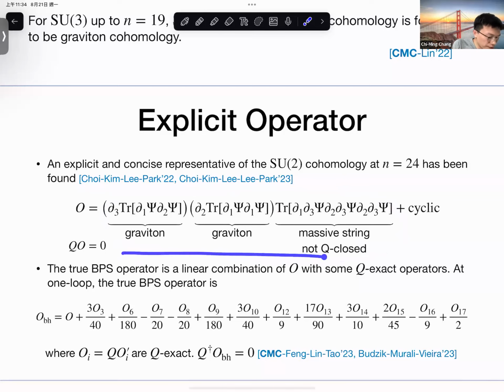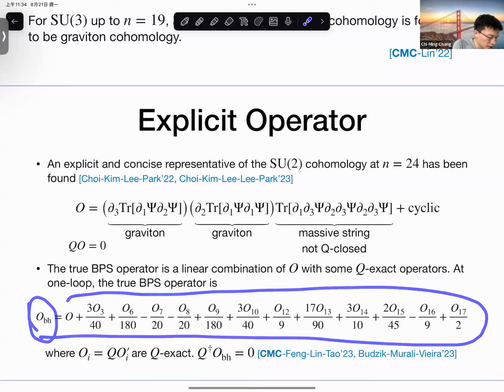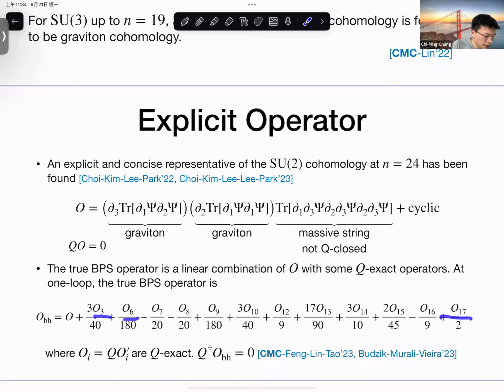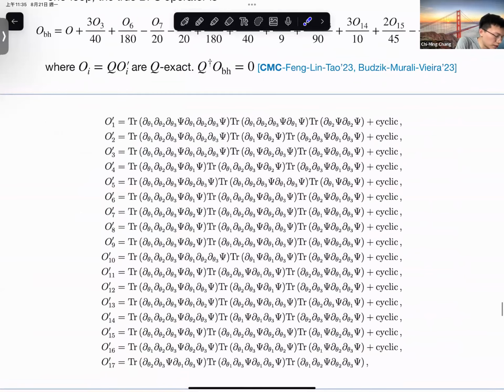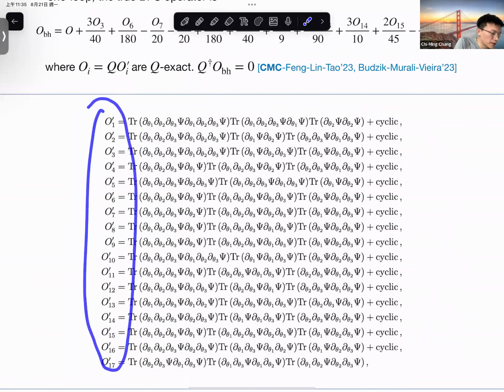So this is just a representative, but we can actually obtain the one loop BPS operator by considering some linear combination of this operator O with some Q exact operator, such that this linear combination will also be annihilated by the one loop Q dagger. The one loop BPS operator is this linear combination, and all these O3 up to O17 are Q exact operators. This linear combination is also annihilated by Q dagger. So these give you a formula for what these O prime are, and Q acting on these O prime gives you the O here.